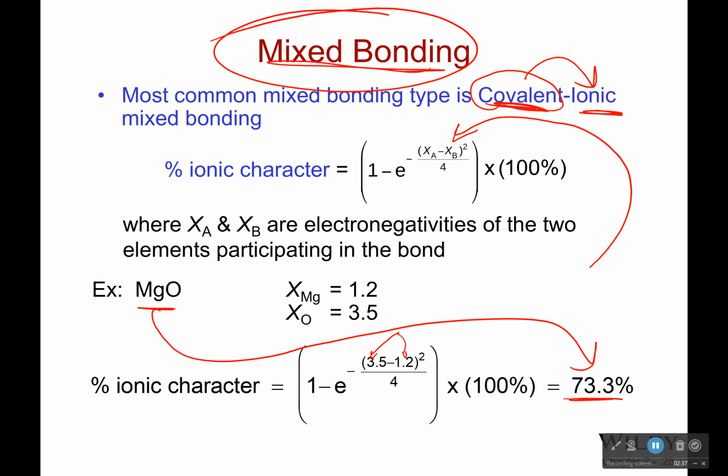Now, one case where it would be perfectly covalent is if they had the same electronegativity, because then this is going to be 1 minus 1, which will make it 0% ionic. If there's any difference, then it's always going to be some sort of mixture.